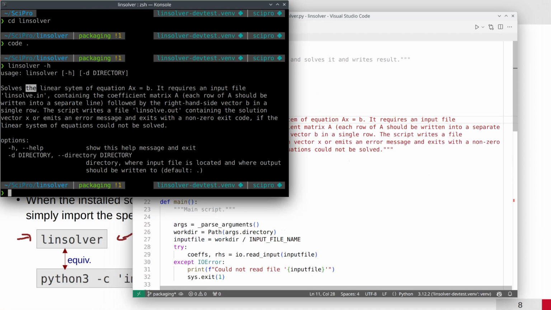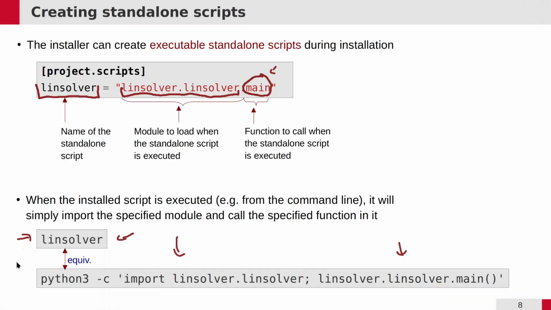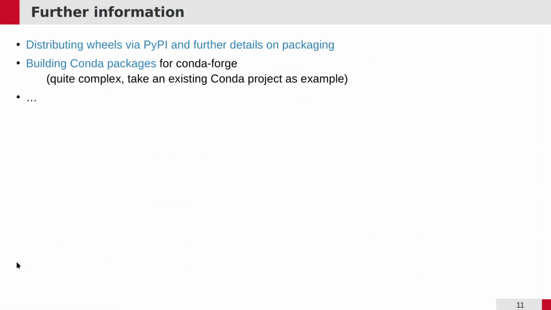Okay, and with that you basically already have all the information in order to make distributable packages from your project. Of course, packaging and distributing Python is a very complex topic, and I just scratched the surface here. If you want to know further details, especially if you want to know how to distribute your projects on the publicly hosted PyPI package repository, just open this link.